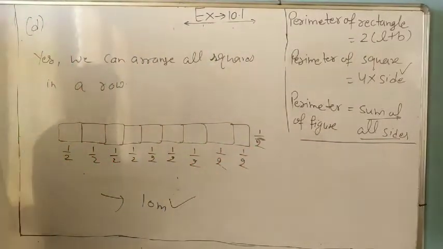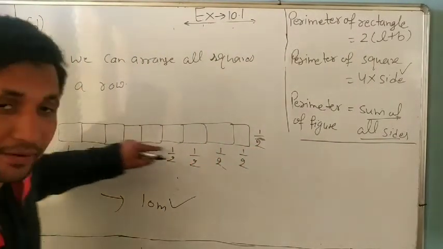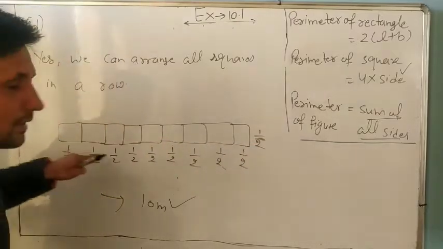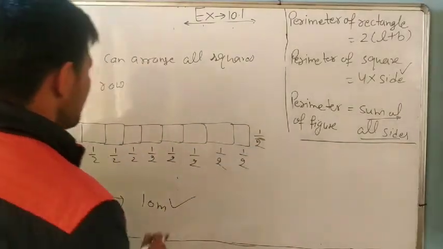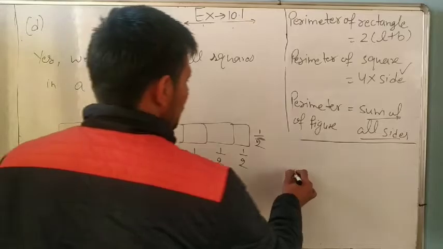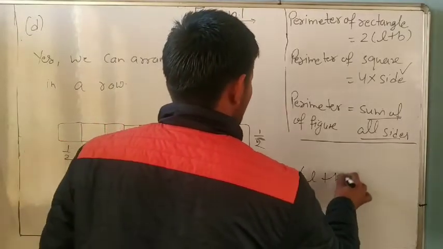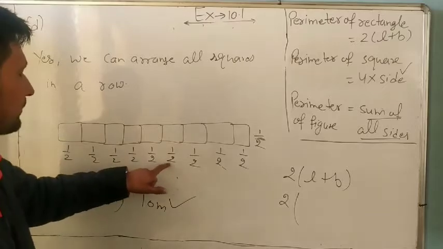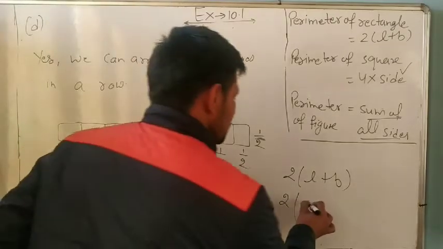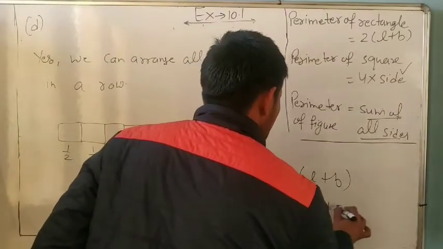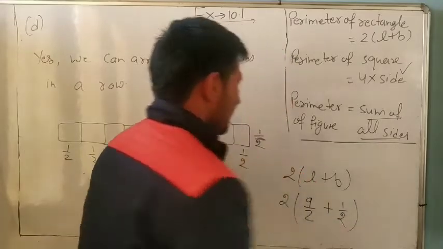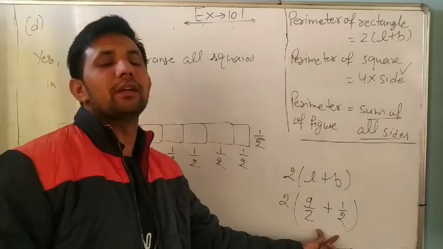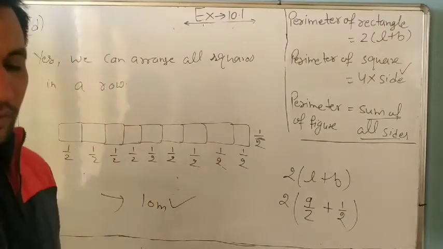How will you add for the perimeter? It becomes a rectangle. So first we will find the length, then the breadth. So we will write 2 into (L plus B). So L is how much? 1, 2, 3, 4, 5, 6, 7, 8, 9. So it will become 9 by 2. B is 1 by 2. And how can we add fractions? By taking the LCM. Understand? And solve it.